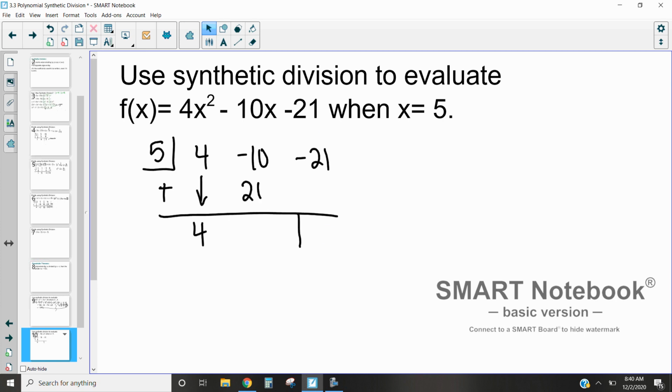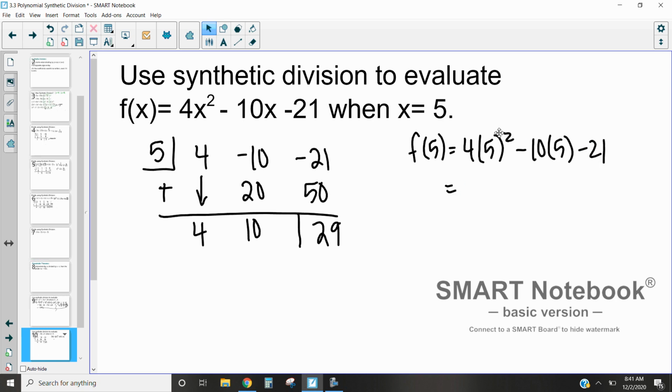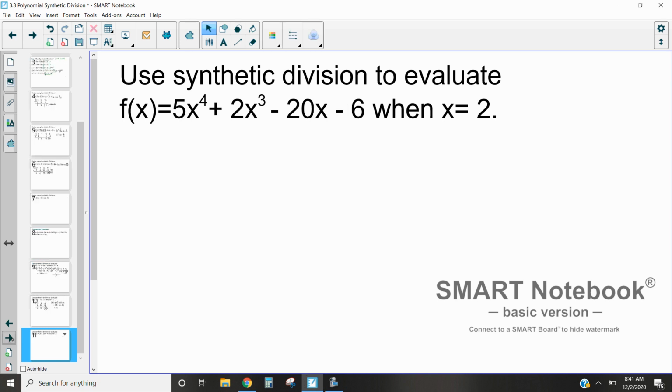5 times 4 is 20. -10 plus 20 is 10. 5 times 10 is 50. And -21 plus 50 gives us 29. So now we can check this one rather quickly. f of 5 equals 4 times 5 squared minus 10 times 5 minus 21. Well, 4 times 5 squared is 100, minus 50, minus 21, and that equals 29. So again, either way works, but that synthetic division is so much easier instead of having to multiply all those numbers out.